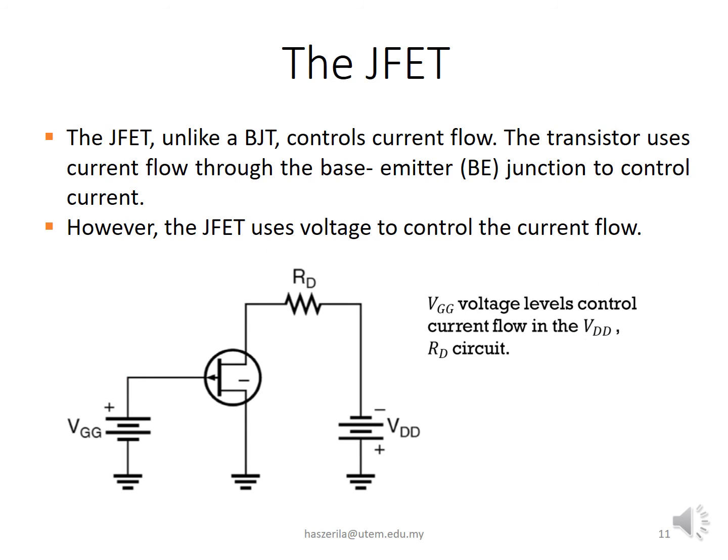The JFET, unlike a BJT, which controls the current flow, uses current flow through the base emitter junction to control the base current. However, the JFET uses voltage to control the current flow. By looking at the given figure, the VGG voltage level controls the current flow in the VDD and RD circuit.